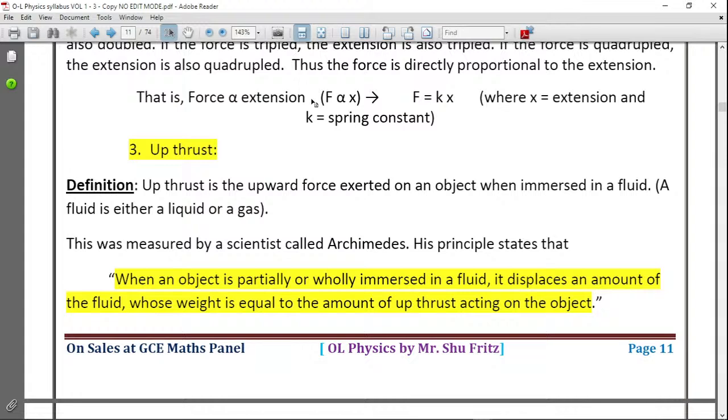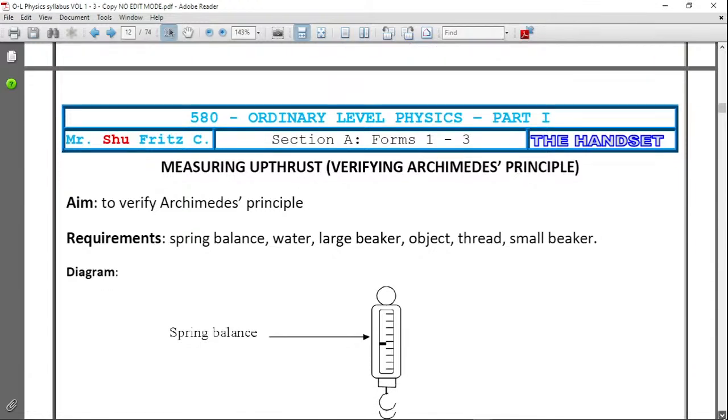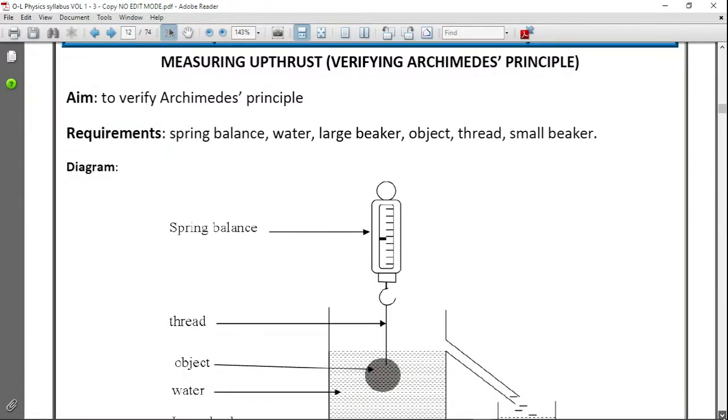Alright, let's continue with the lesson. So this is Archimedes' principle, and you can have an experiment to verify or measure Archimedes' principle. This is how you set up your experiment.